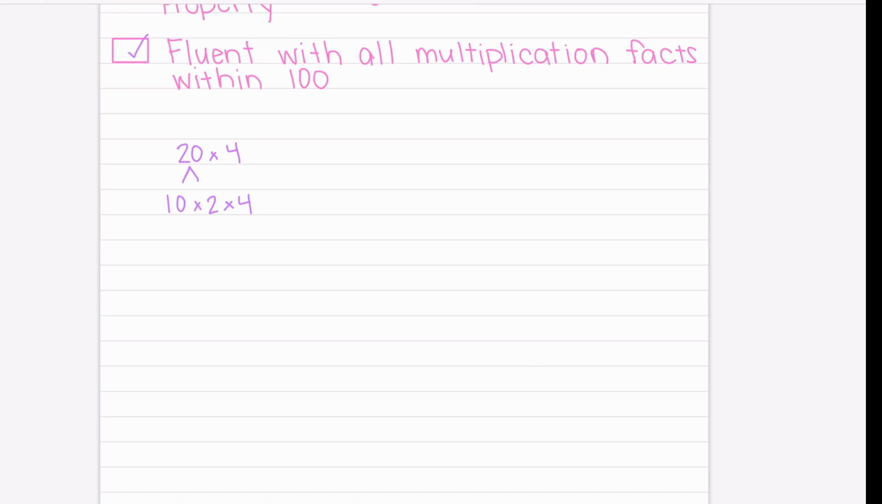Okay, so now what I can do is multiply 2 times 4 and I get 8. And I know that 8 times 10 is 80. So we thought about the digit 2 multiplied by 4, but we made it 10 times larger because 20 is 10 times larger than 2. Let's try that with another problem.